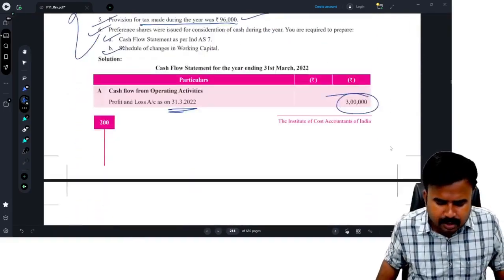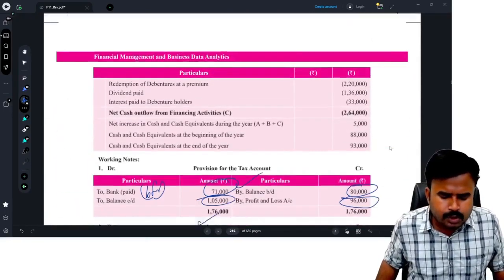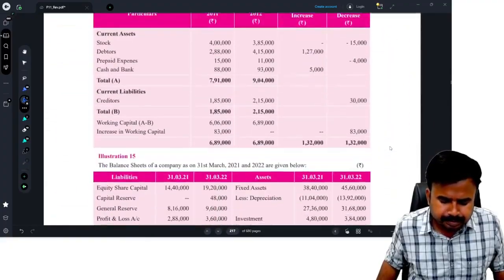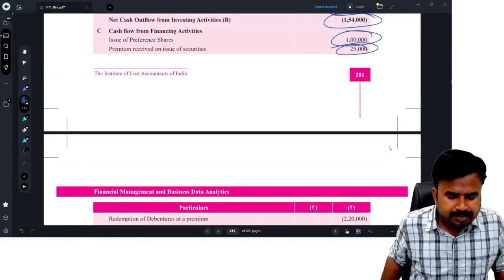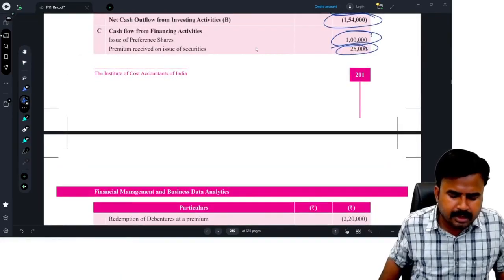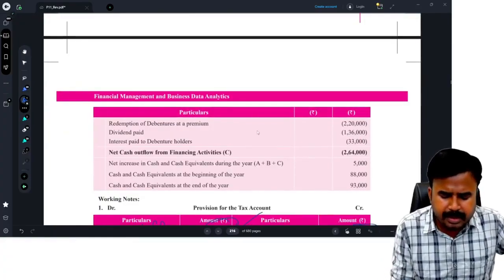So 1,25,000 is the right number. They have separated those two numbers. Issue of preference share capital, premium on issue of securities, and redemption of debentures at premium.